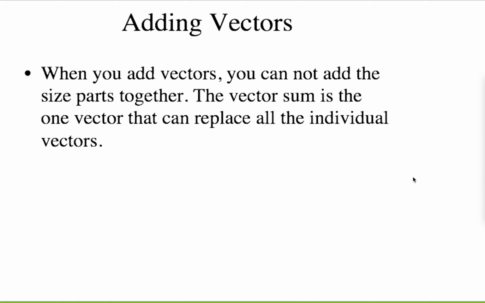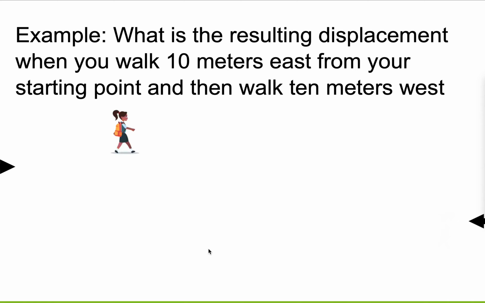That one step that you would have replaced all the other ones for your map, that is what we call the vector sum. So when we add vectors together, the one vector or the one instruction that could replace all of the other ones, that is the vector sum. So I'm going to give you an example of how 2 plus 2 will not equal 4.